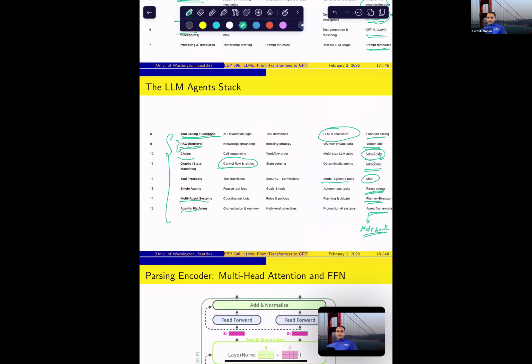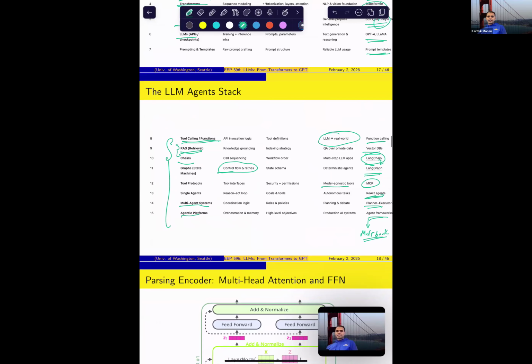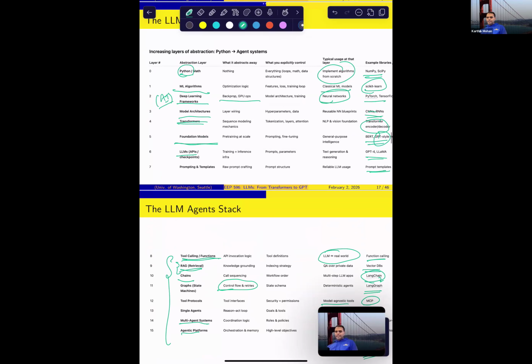Okay. So we were very much zoomed out here with agents. We'll zoom in again. We'll go back to transformers and foundation models. We're still in this layer. So let's go back there, and then we'll continue.